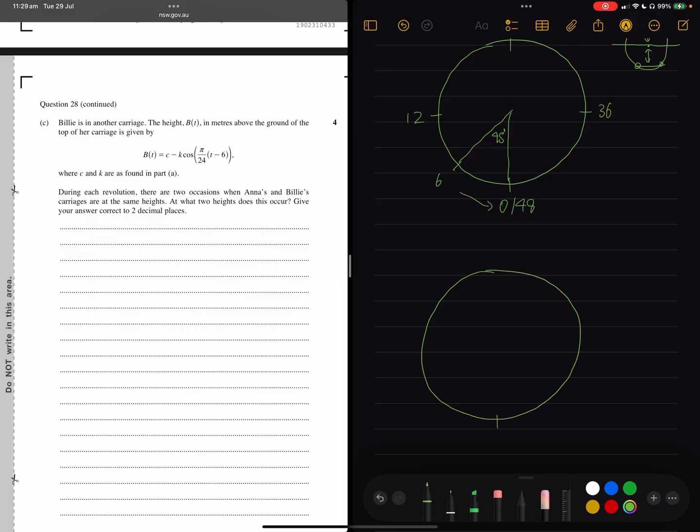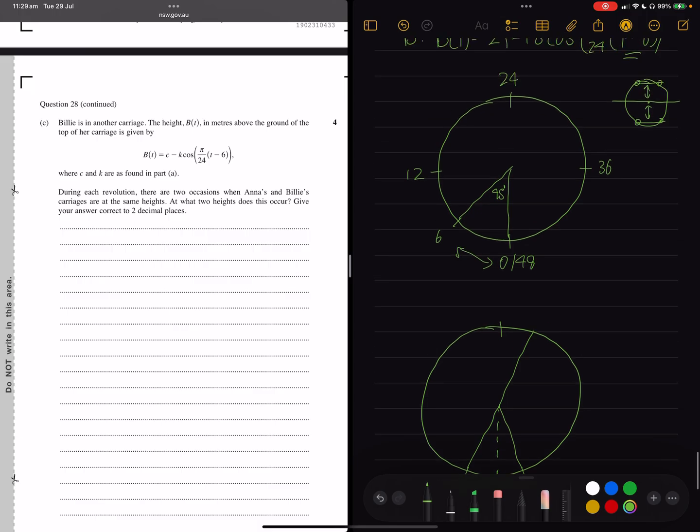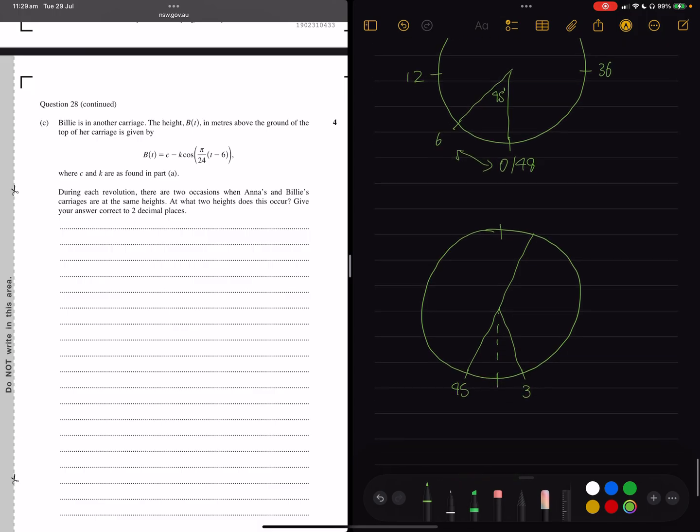We know because they are 6 seconds apart, they're 45 degrees apart. One of the instances will occur when t is 3. So after 3 seconds, this will be the equivalent of 45 degrees, they'll be at the same height. And then the other one will occur 3 seconds shy of 24, which will be at 21 and 27.